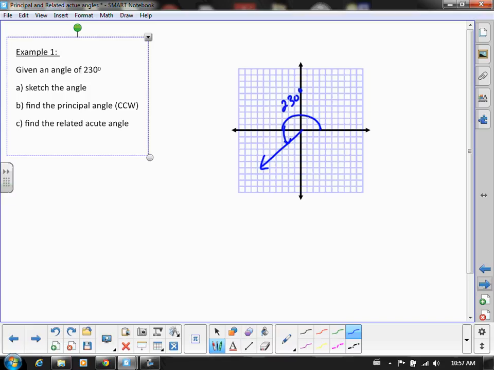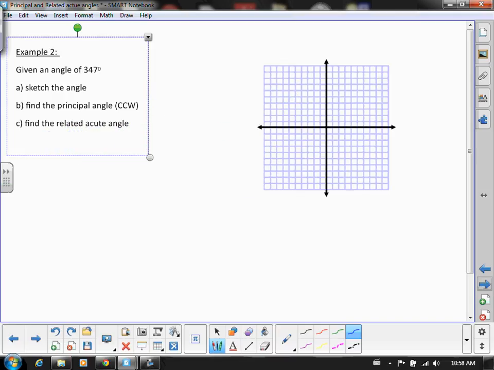Then it says find the principal angle. So our principal angle is 230 degrees. Because remember, principal is between 0 and 360. Now the related acute angle has to be between 0 and 90. So that's where this whole idea comes into play. Half a rotation is 180. How much extra did you have to go? So your related acute angle is going to be 230 minus 180, which equals 50 degrees. So we know this little angle down there has to be 50. Satisfies our condition for being the related acute because it's between 0 and 90.